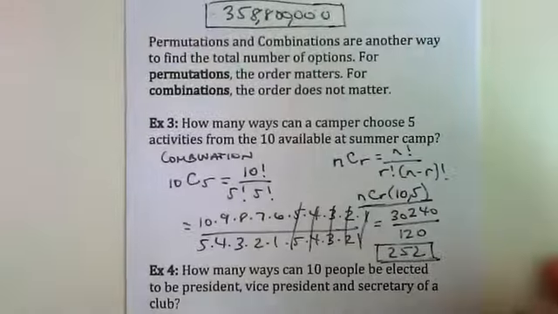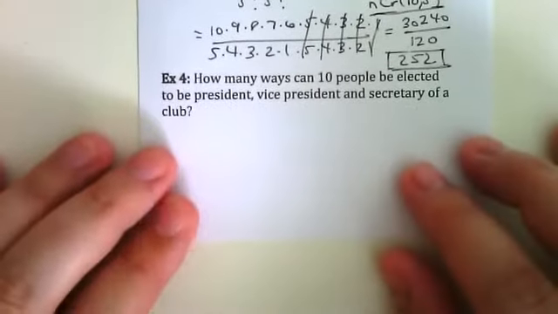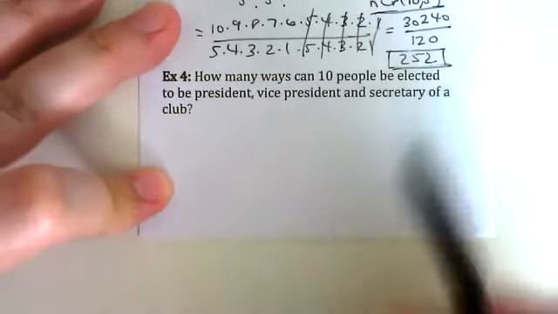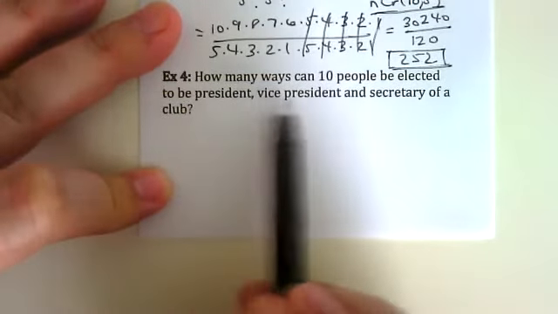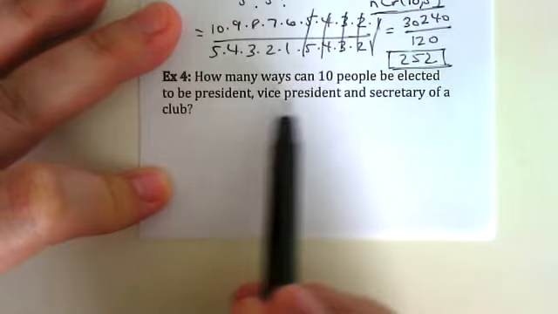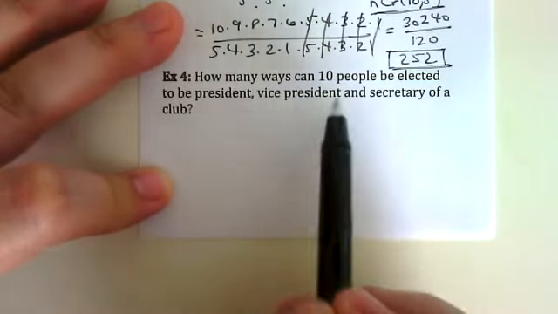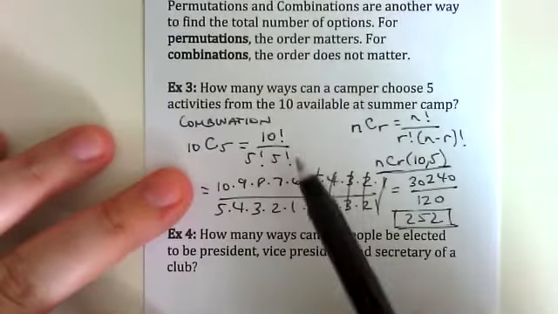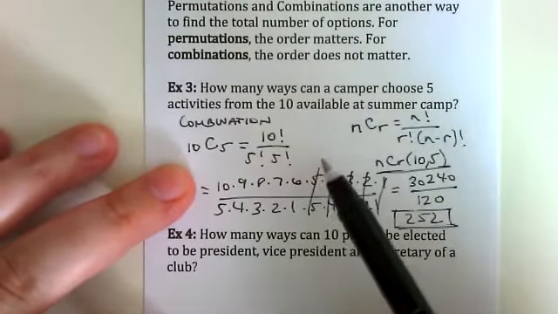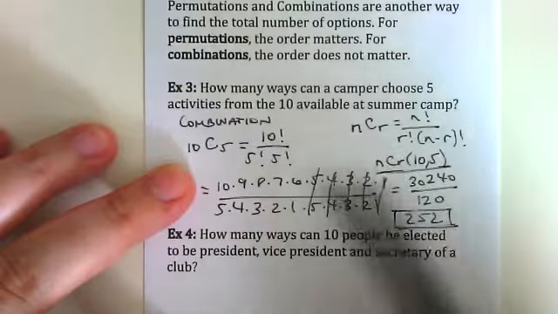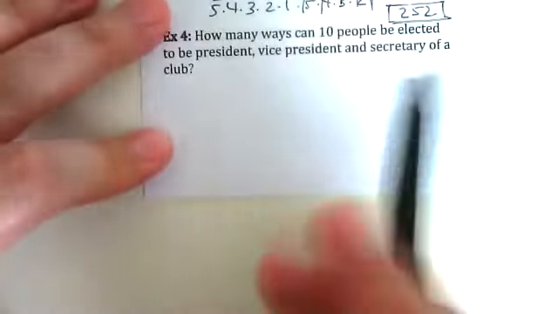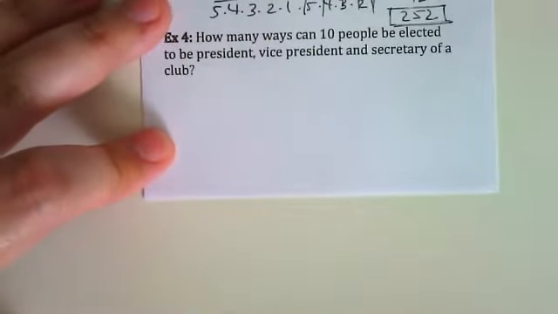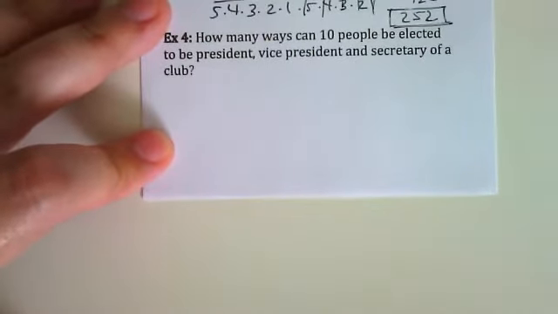So yeah, one more question. Okay, so how many ways can 10 people be elected to be president, vice president, and secretary of a club? So for this one, the order matters, because if I swap the vice president and the president, that's a completely different order, right? They have different jobs to do, so I can't just swap them around. Where here, if I pick kayaking and arts and crafts versus arts and crafts and kayaking, I still picked the 2 same things, so the order doesn't matter here. But here, if I swap around the president and the vice president, or the president and the secretary, that's a completely different club dynamic there. That's a completely different person in each role.